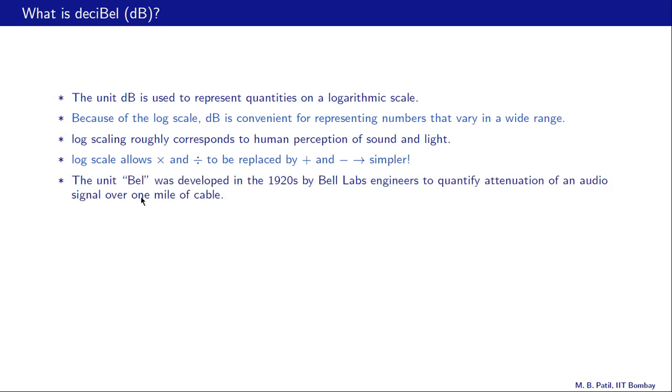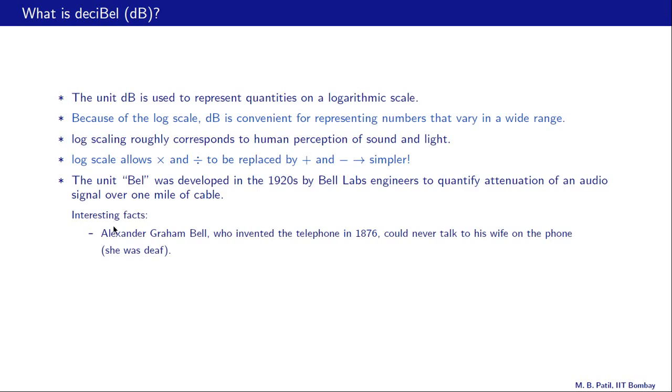The unit Bell was developed in the 1920s by Bell Labs engineers, and in those days telephony was the most important technology around. The Bell Labs engineers wanted to quantify attenuation of an audio signal over 1 mile of cable. So to describe that attenuation, they came up with this unit called Bell, and of course it is in honor of Alexander Graham Bell, the inventor of the telephone.